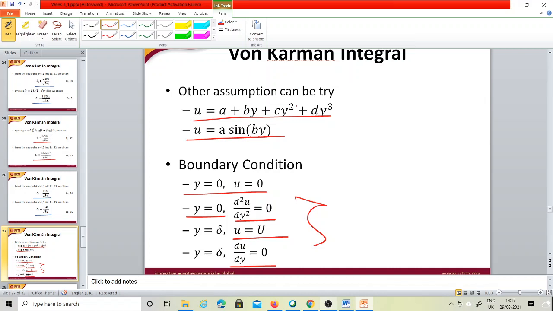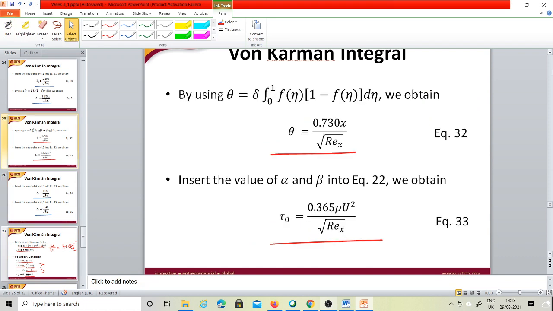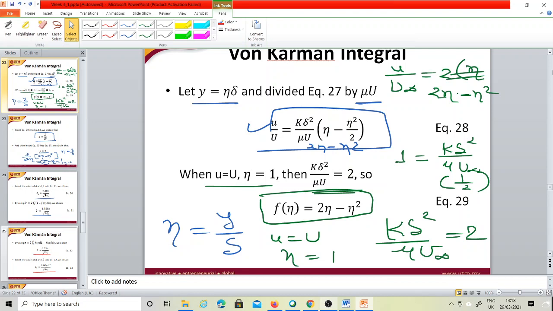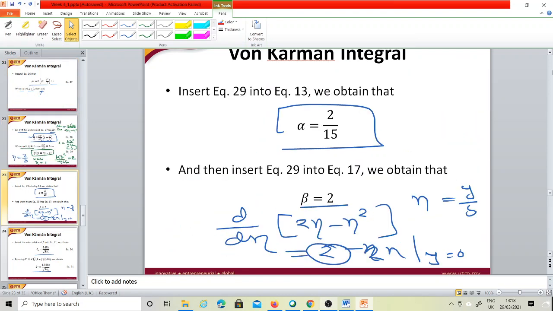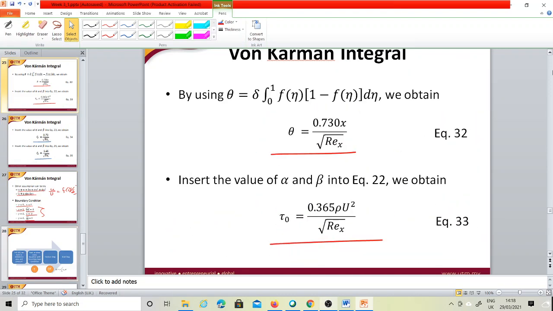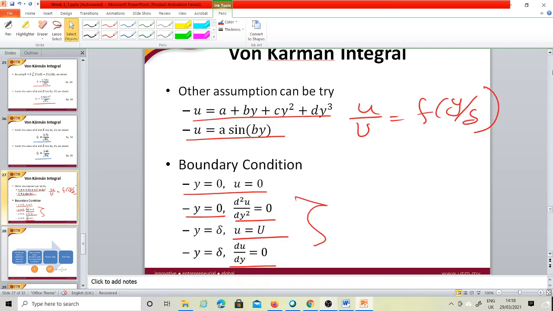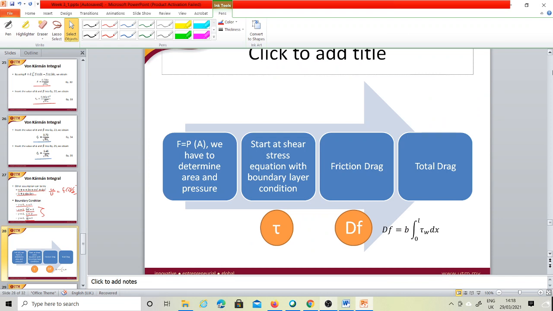And these are the assumptions: u by capital U is always a function of y by delta. This function can be given in different forms. So you can try these kinds of things, and then you will get a different expression for delta and for other values. In this case we just consider y by delta, but if you have a different expression you will get a different relationship, but the way we derive it is the same.